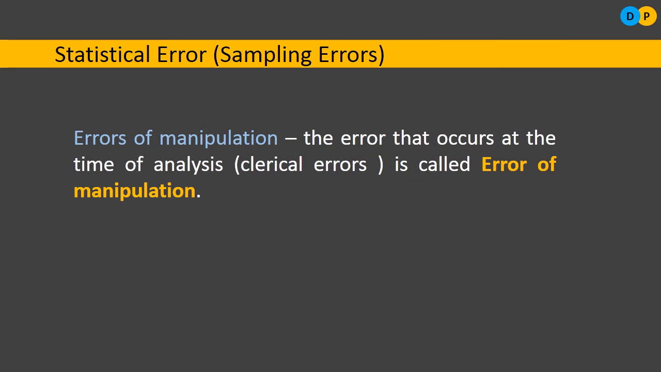are called errors of manipulation. Or else, after we get the final result, the investigator might come up with a wrong analysis. All these things are referred to as errors of manipulation. So there are three different types of statistical errors, also referred to as sampling errors. The three different causes of statistical error are: first, errors because of origin, then errors of inadequacy, and errors of manipulation.